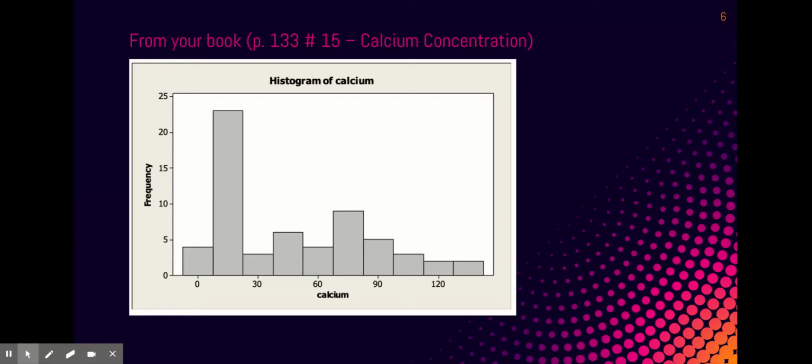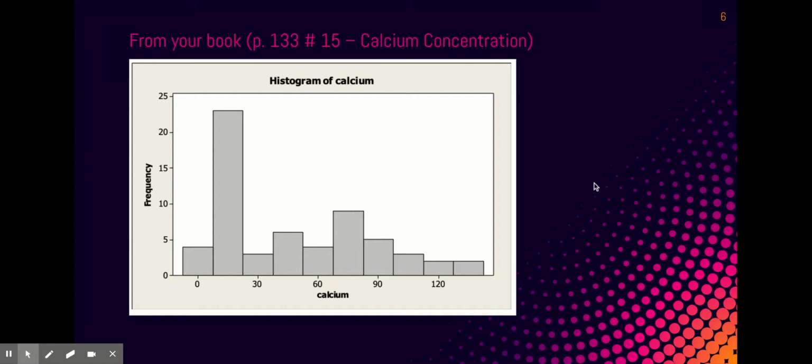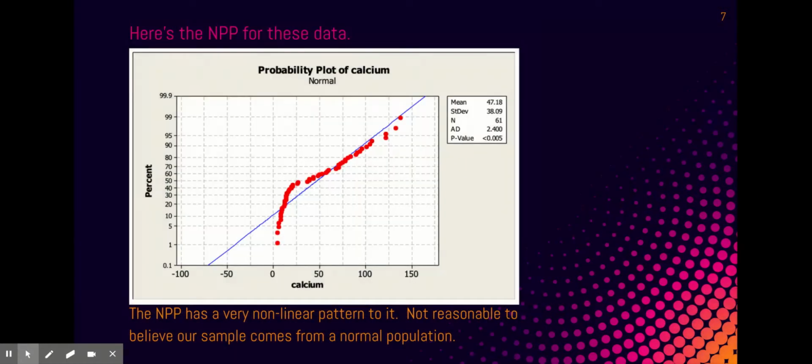So let's look at this one from our book. It's a histogram of calcium. And if you notice, if we placed a tablecloth over this, this would be skewed right. So, do we think the normal probability plot for these data would be fairly linear? And when we look at this, the normal probability plot does not have a linear pattern to it. So it is not reasonable to believe our sample comes from a normal population.